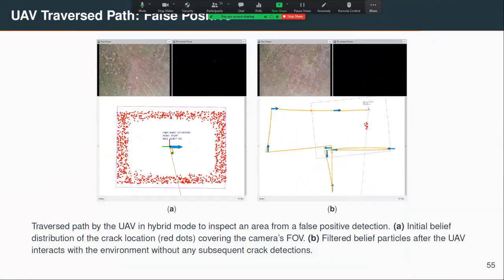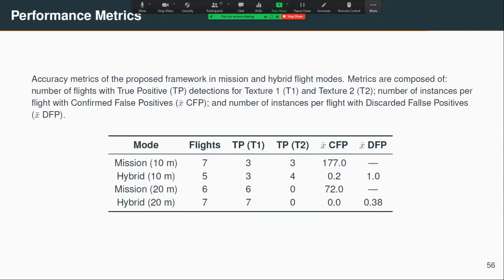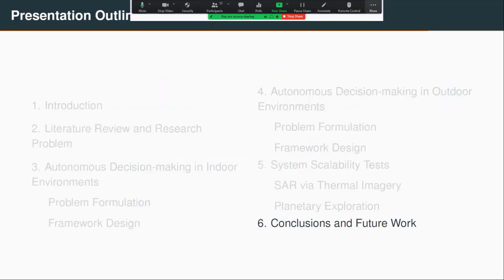Similarly, the behavior when there is a false positive is for the UAV to perform a horizontal exploration until all the belief particles are filtered, or until there is a new positive detection that will redistribute the representation of the belief. In this case study, we get extremely good results for mission and hybrid modes at 20 meters. There were some limitations when we were doing the survey at 10 meters because of limitations in the object detector.